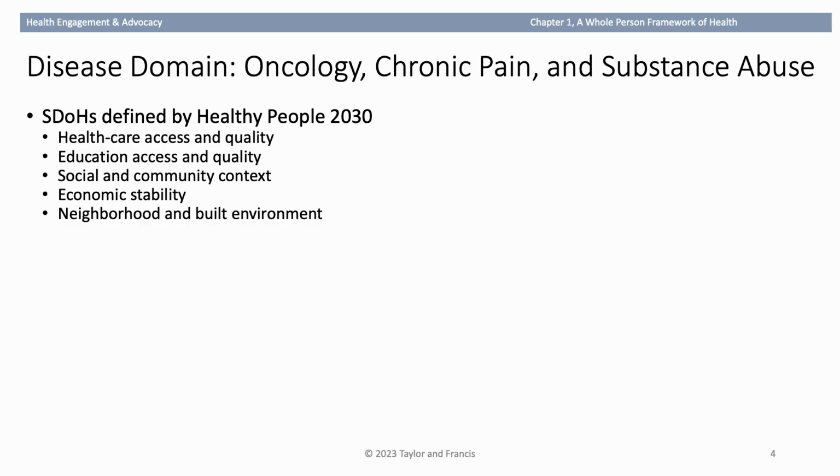So here I gave you information on the social determinants of health as defined by Healthy People 2030. You can always Google this, Healthy People 2030, Social Determinants of Health, and you will see the different dimensions there. These dimensions are healthcare access and quality, education access and quality, social and community context, economic stability, neighborhood and built environment.